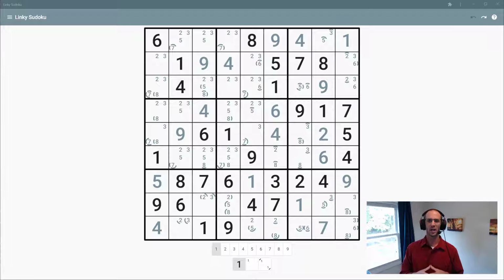Link marks can help you find chains. In fact, this is where they really shine. It really speeds up looking for chains.